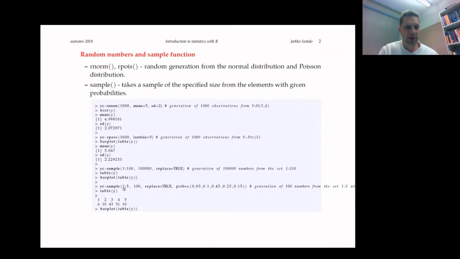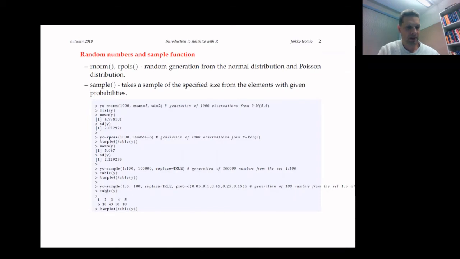But let's just say that we pick number 1 with the probability of 0.05, number 2 with the probability 0.1, number 3 probability 0.45, the 4th with the probability 0.25, and the last possible outcome, the 5, with the probability of 0.15. So rather than giving each of these elements equal chance to occur in our random vector y as a realization, they can be picked based on these probabilities.